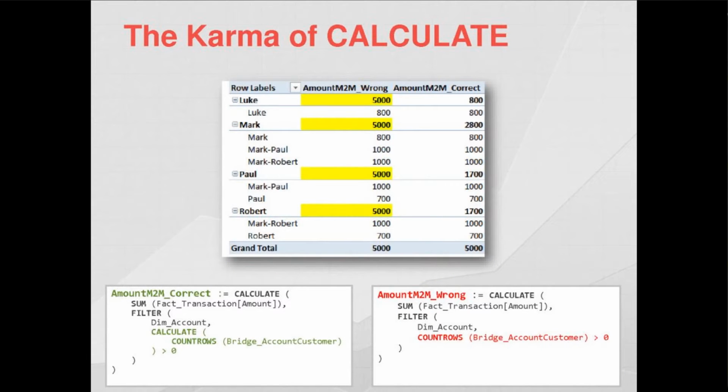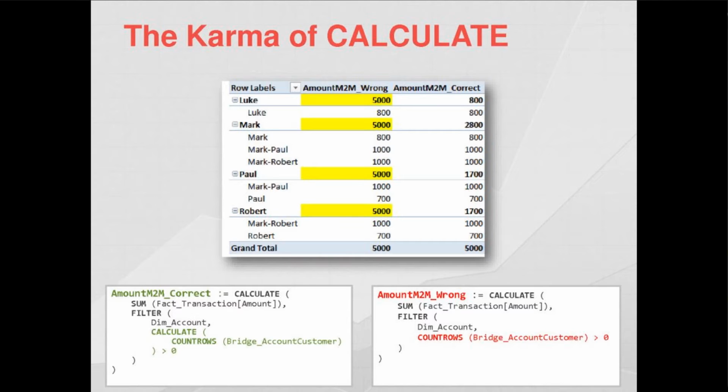Now, because the formula is somewhat complex, instead of starting with the correct formula, we will start with a wrong formula. So I write amount many-to-many wrong, which is calculate sum of transactions amount, where I filter the dim account where count rows of bridge account customer is greater than 0. The only difference between this formula and this formula is calculate.